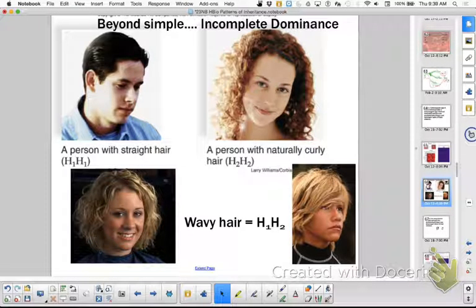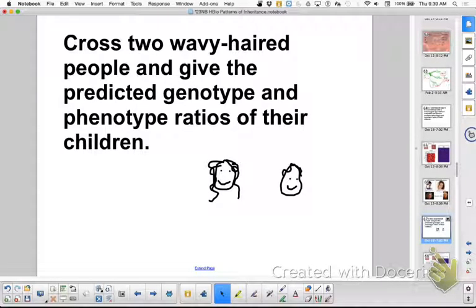So do this for me. I have some lovely artwork to accommodate it. Give me geno and phenotype ratios, no naked numbers.